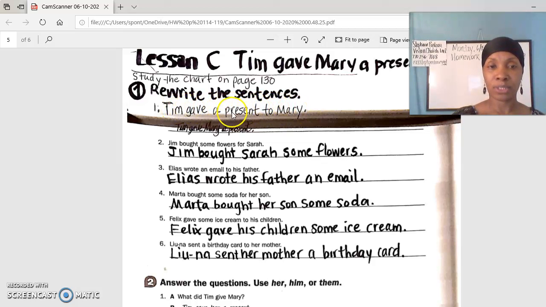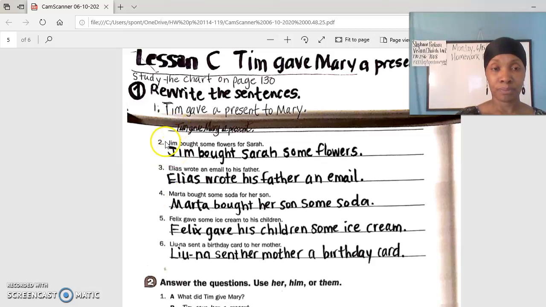The direct object, which is the present, comes first in this sentence, and then the indirect object, which is the who. Who is the indirect object? What is the direct object? So when we rewrite the sentence, Tim gave Mary a present. So we just switch the places, which one occurred first. Okay, I hope this isn't too confusing for you.